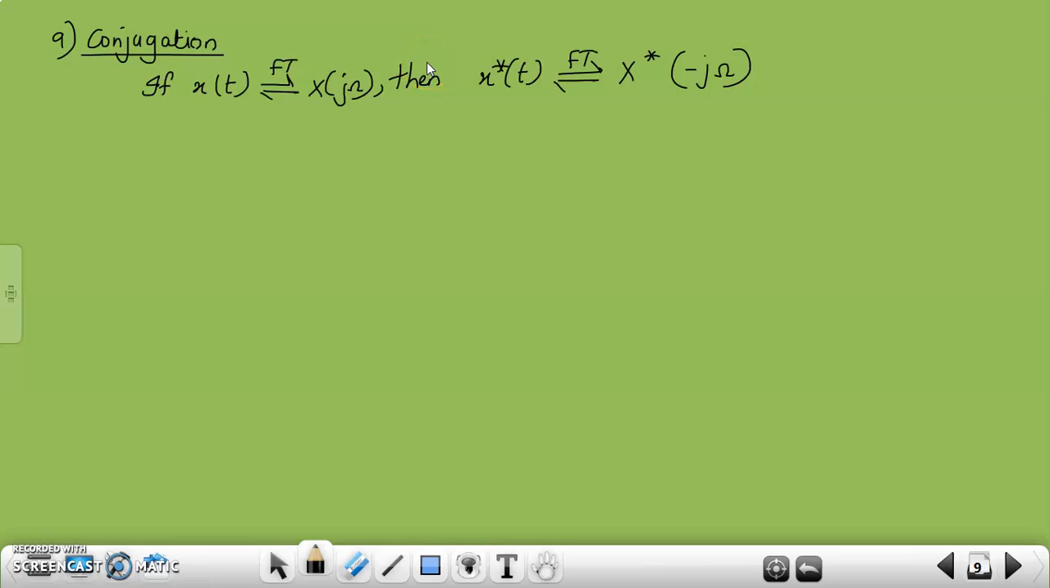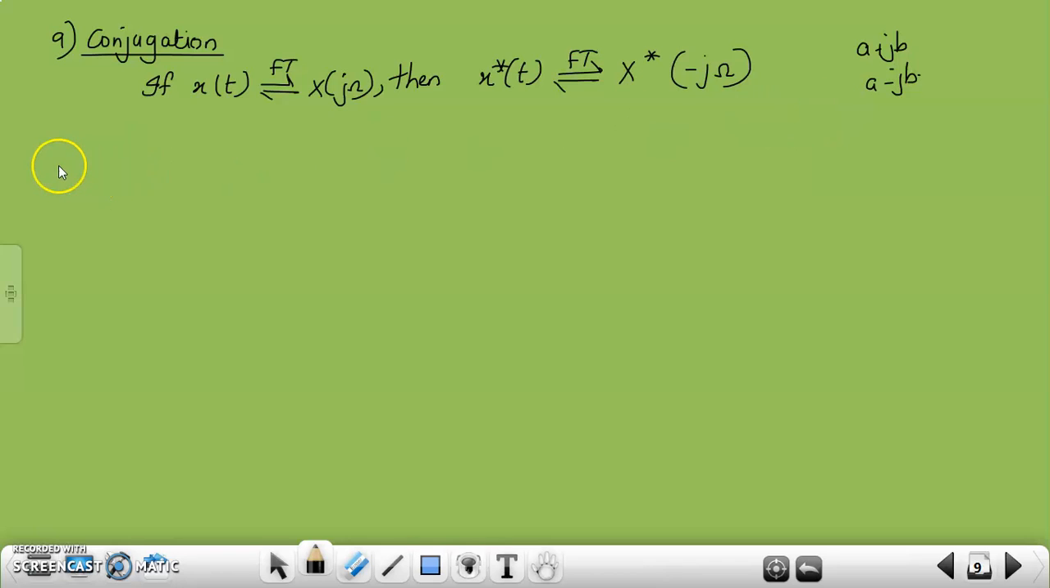Next, you have the conjugation property. So, you know what you mean by a conjugate? If a plus jb is a number, then its conjugate is a minus jb. The statement of the conjugation property is that if x of t is transformed to x of j omega, then x star of t, that means the conjugate of x of t, is transformed to the conjugate of its Fourier transform with all omega replaced with minus omega. Or in short, x star of t is transformed to x star of minus j omega.